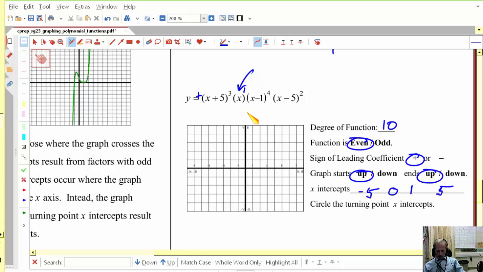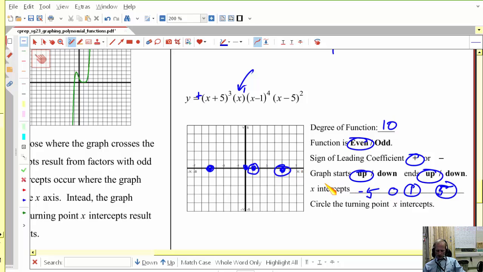Now, which one of those come from factors with even exponents? The 1 and the 5 do. So now I'm going to go graph those points. And I'm going to circle the ones that need circled.